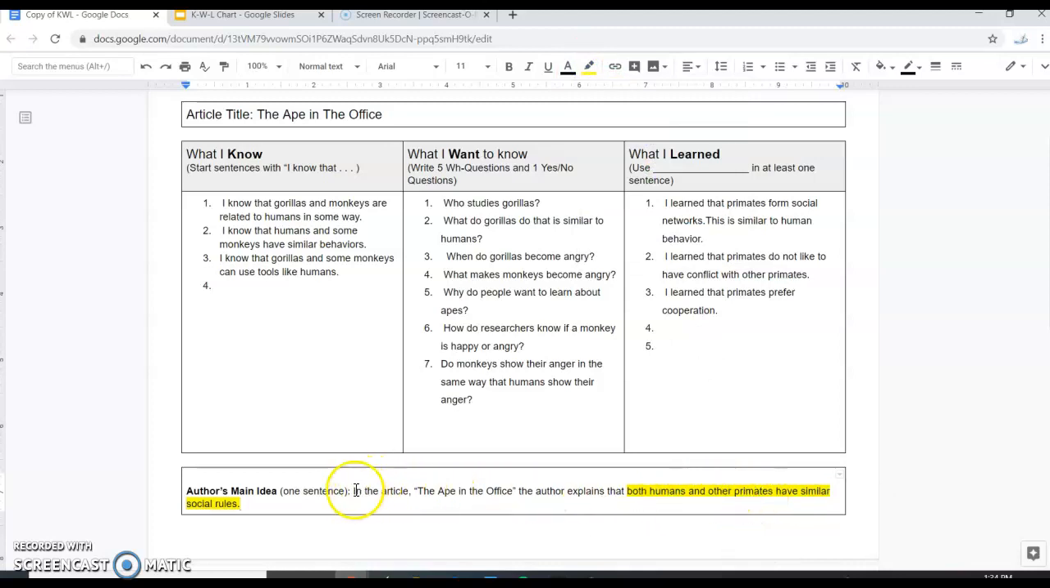But I also included this kind of introduction to the author's main idea by adding in the article, The Ape in the Office. That's the title of the article. And then the author explains that. So this is kind of a formula that you can use to introduce your main idea sentence. Now remember that this 1 sentence is the main idea for the whole article, not 1 paragraph or not 2 paragraphs, but the entire article. And that's how we fill out a KWL chart.